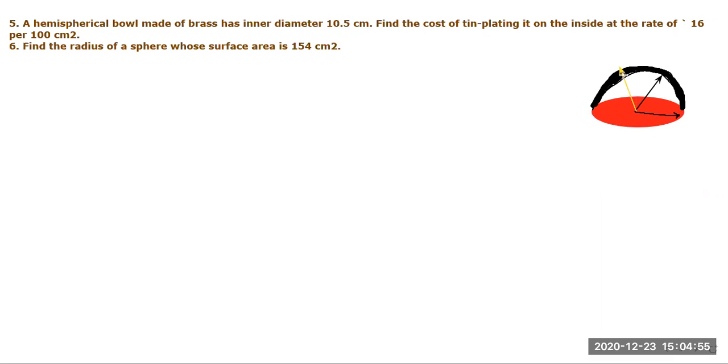Outer radius minus inner radius will be the thickness of the hemispherical bowl. And this is hollow. The cost of painting inside: we can paint the inside of a bowl.